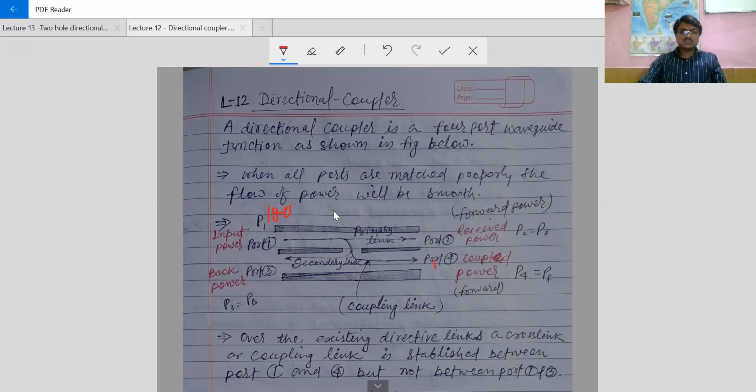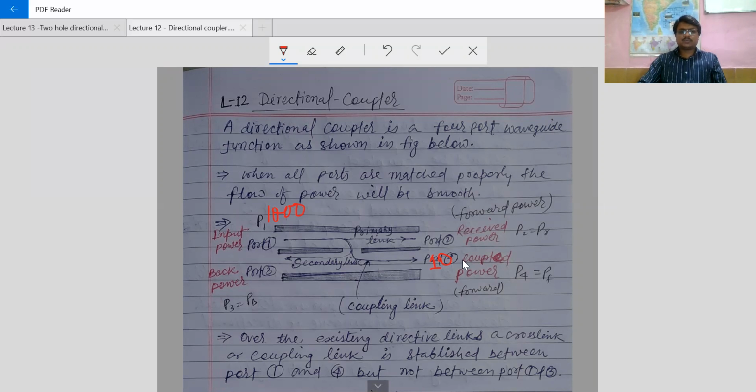So by using this concept, if 1,000 watt power is given to port 1, only 10 watt power will come to this port, and now we can measure this power. Okay, so this is the main application of the directional coupler.